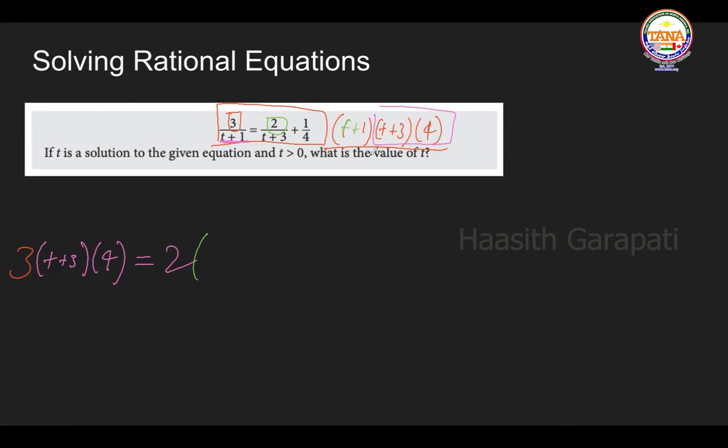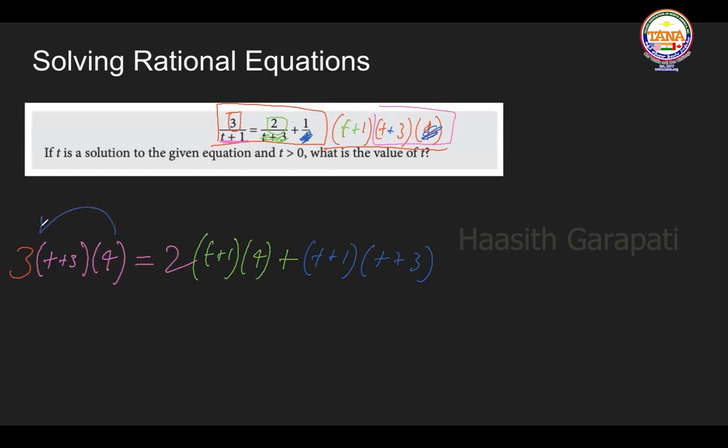Okay, multicolored t. So we have t plus 1, t plus 3. The t plus 3 will cancel out with the t plus 3 at the bottom. So we are left with t plus 1 times 4. And then plus, in this case, the 4 cancels out with the 4. So we are left with t plus 1 times t plus 3. And then, yes, you do need to expand the whole thing.